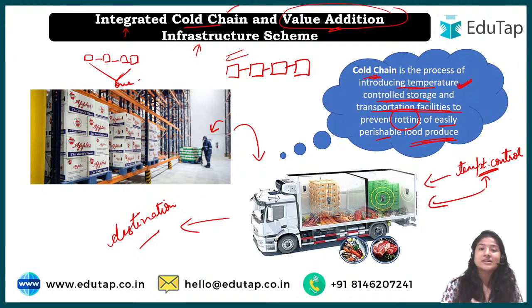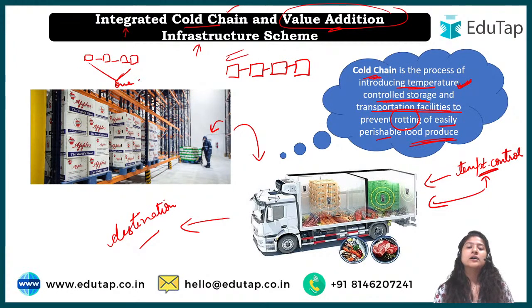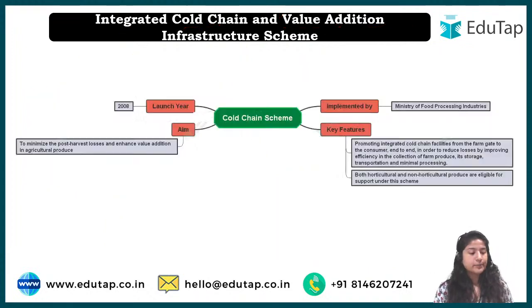Maybe both were harvested at the same time from the same tree, but the condition of one is better than the other. So because of this, the farmer does not get a good price for the produce, or whatever harvest he has done. That is why, due to this process, he would get a good amount for the produce, and that is why it will add value to the produce.